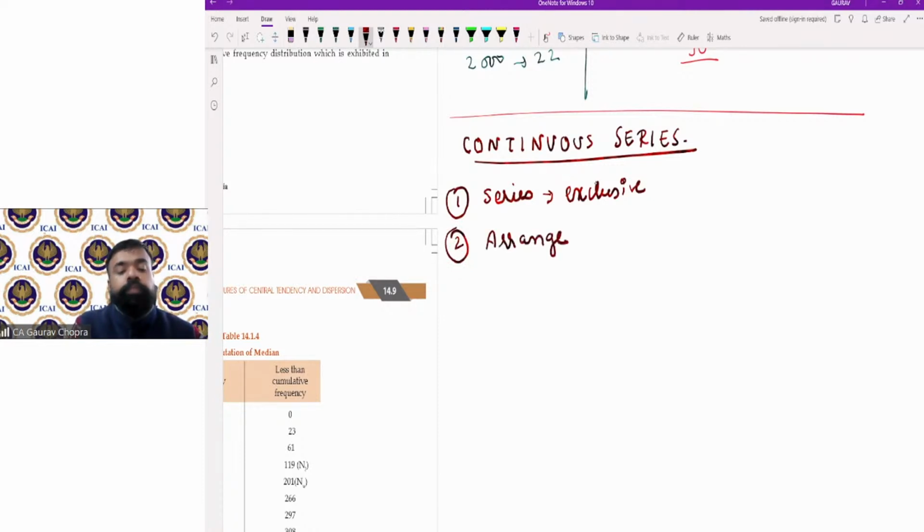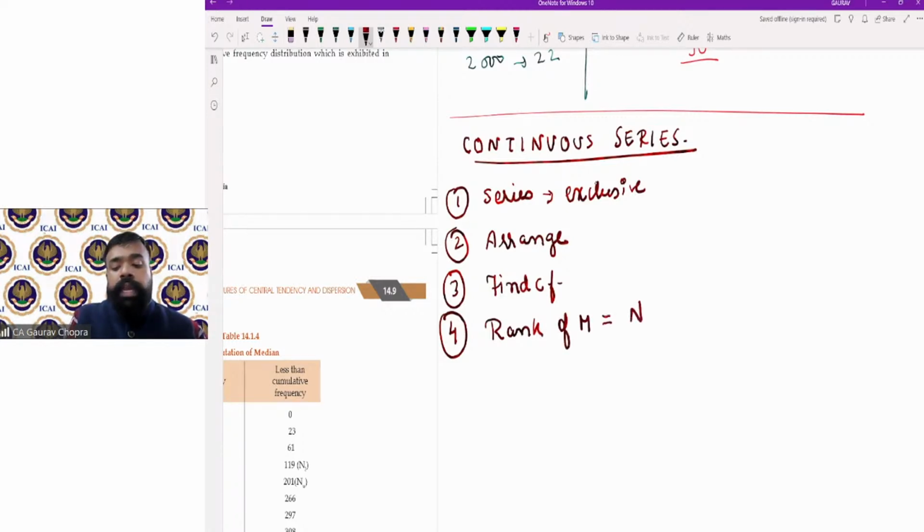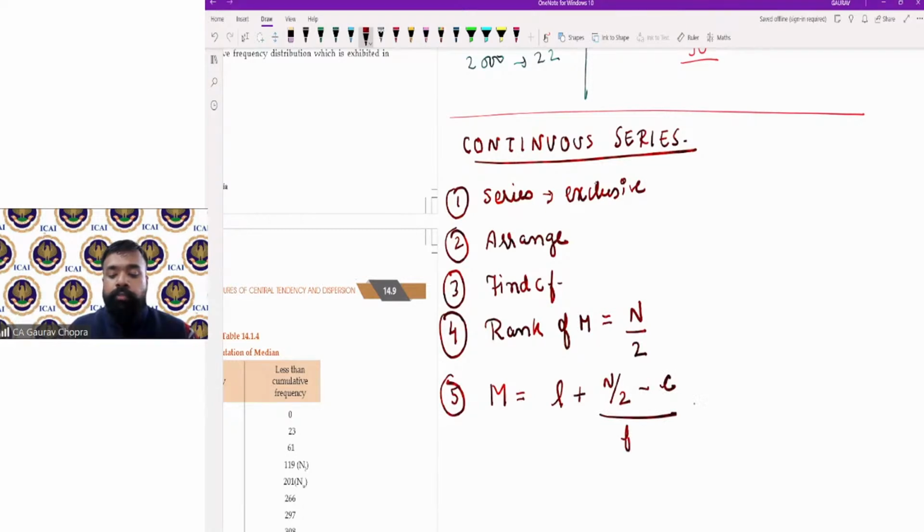It should be arranged. Third step, if it is arranged, then find cumulative frequency. Then the fourth step is to calculate the rank. Now, always in case of continuous series, rank of median will be N upon 2. Do not add 1. 1 आपको plus नहीं करना है. Simply N by 2. And the last step is the formula for median. What is the formula? L plus (N by 2 minus C) upon F into I.